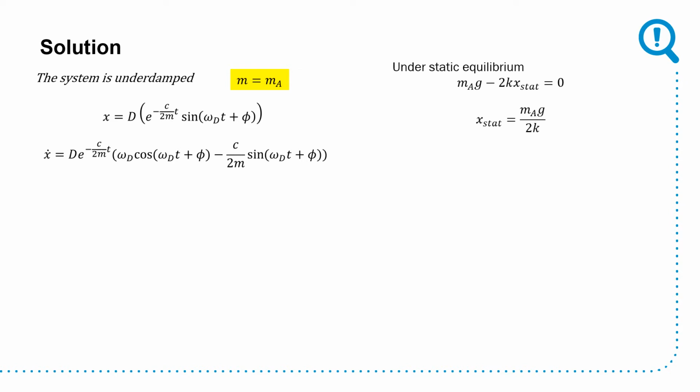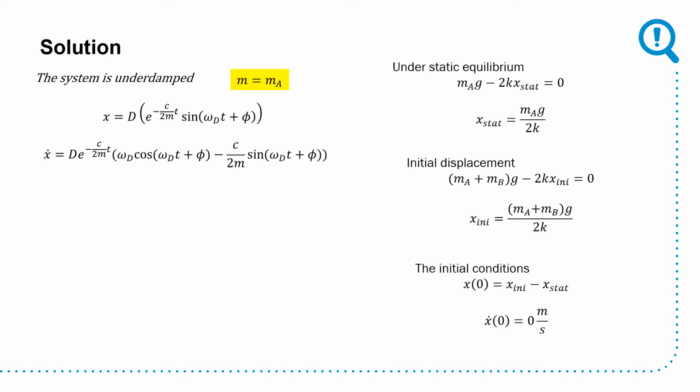Under static equilibrium, I already knew that x is equal to m_B g minus 2k x stat, but I need to know that distance. So that tells me, first of all, where the system is before I put the mass B on. Then I have to add the mass B on there, so it's (m_A plus m_B) g minus 2k x ini equals 0, and that is the final stretch. So x ini is the distance from the static equilibrium position to where it is when it's released. So that gives me my initial conditions. My initial conditions are just x ini minus x stat, and it starts from rest, so x dot is equal to 0.